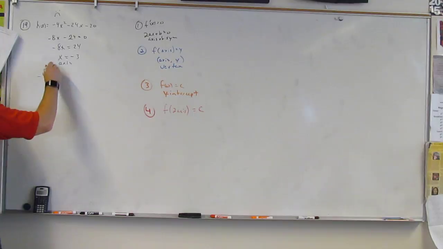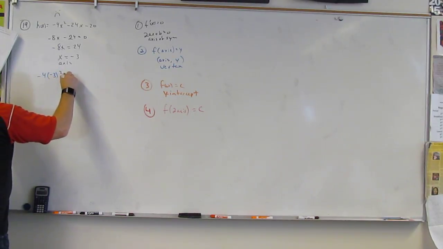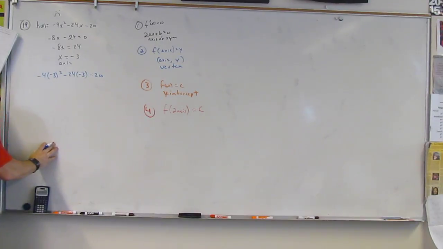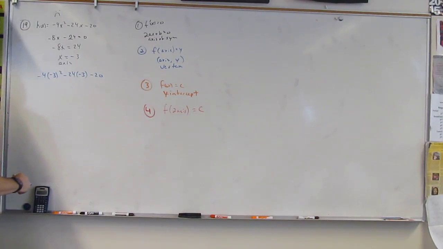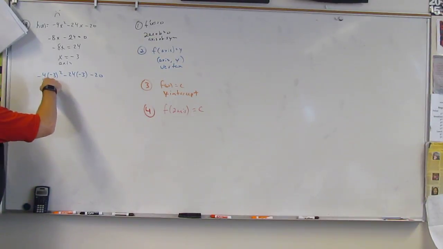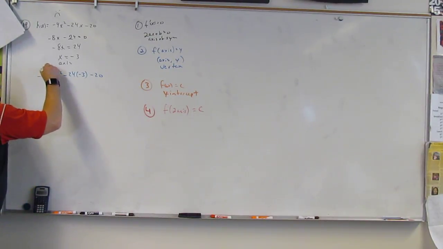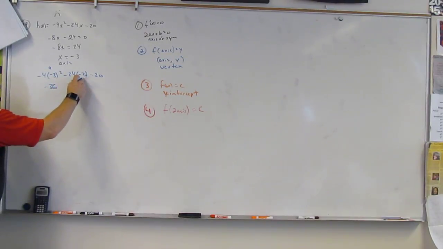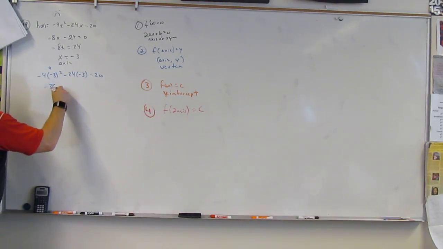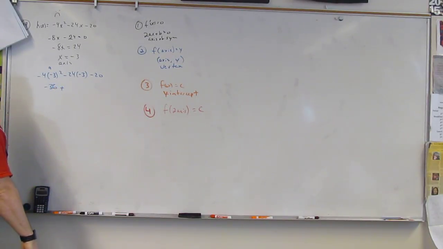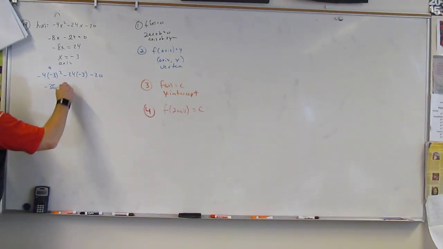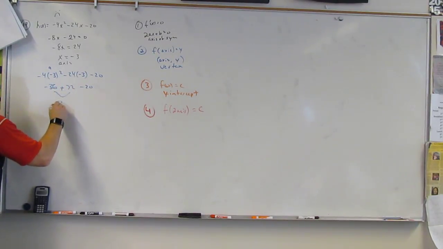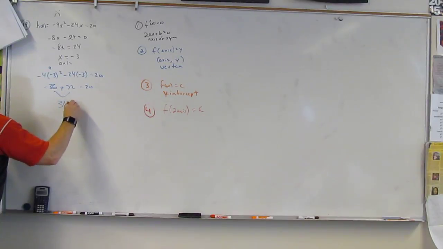Negative 4 times negative 3 squared minus 24 times negative 3 minus 20. Okay, so what do we got to do there? What's negative 3 squared? That would be 9, right? What's negative 4 times 9? Negative 36. What's negative 3 times a negative 24? That would be a positive 72, 60 plus 12, minus 20. This should end up being the opposite of that, which it is, a positive 36 plus 20.